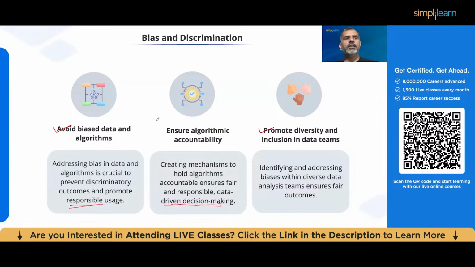That also promotes diversity and inclusion of data teams. Identifying and addressing biases within a diverse data analysis team ensures fairness. So if you find that one category is more than the other category, then you can form teams that can help you introduce more data points and try to balance the data. This is where we can handle the bias and discrimination, guys.